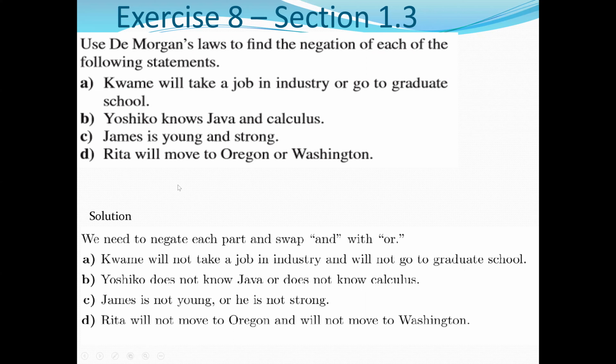Rita will move to Oregon or Washington. To negate it means Rita will not move to Oregon and will not move to Washington. So Rita will not move to Oregon and will not move to Washington.